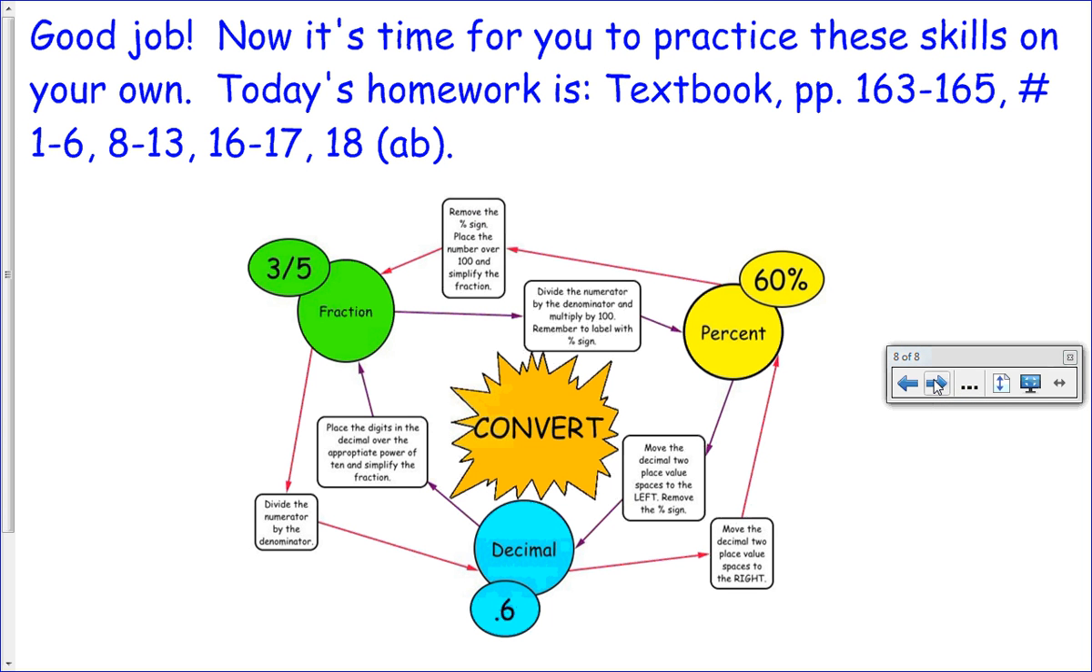So after we take up all of these sample problems that I've left for you to try at home, in tomorrow's class I'll give you some time to work on a selection of questions that test your ability to convert percents to fractions and to decimals.